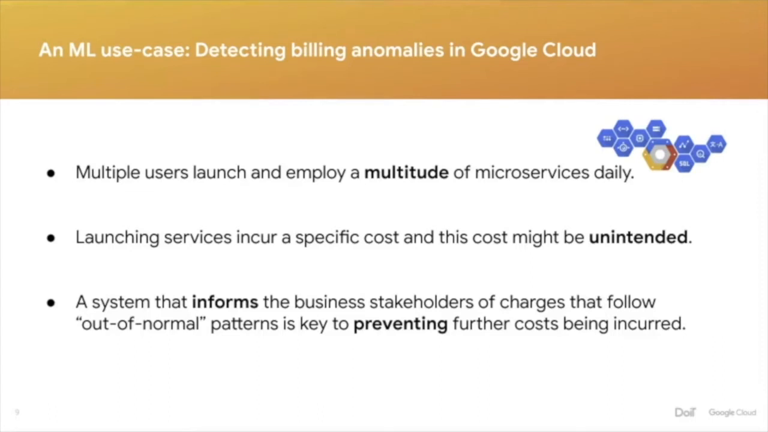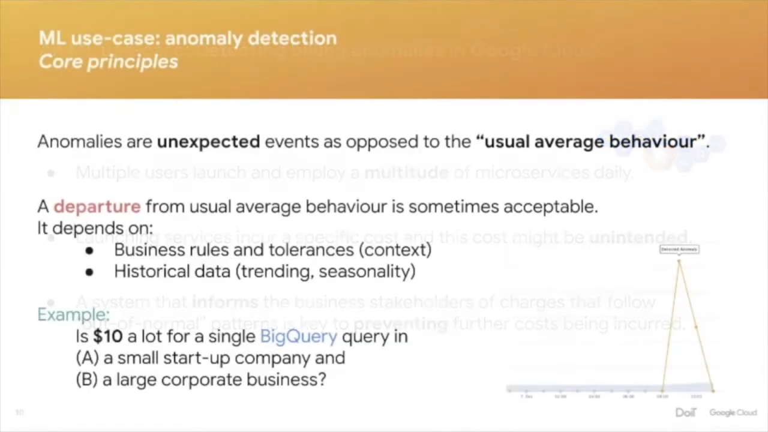And if those charges are then out of normal, which is a bit subjective sometimes for businesses, but let's say out of normal is unexpected in general for a business. Those patterns would be key to prevent any further costs from being incurred. So I would like to talk about the core principles of anomaly detection, because I feel it's important to understand a little bit about the system you are going to try and build or the problem you are going to try and solve before you dive into productionizing it.